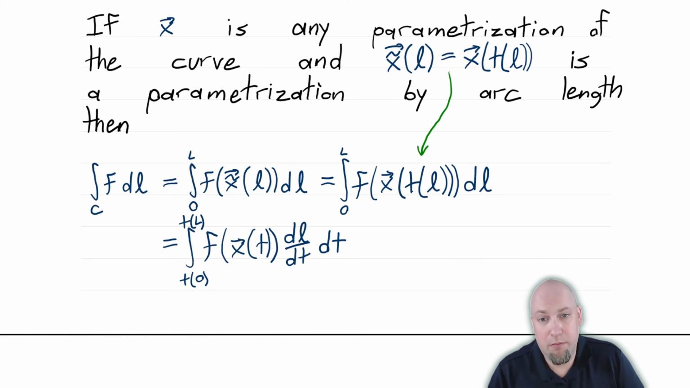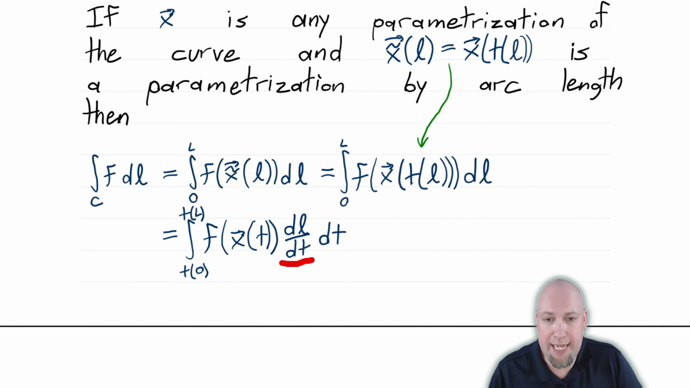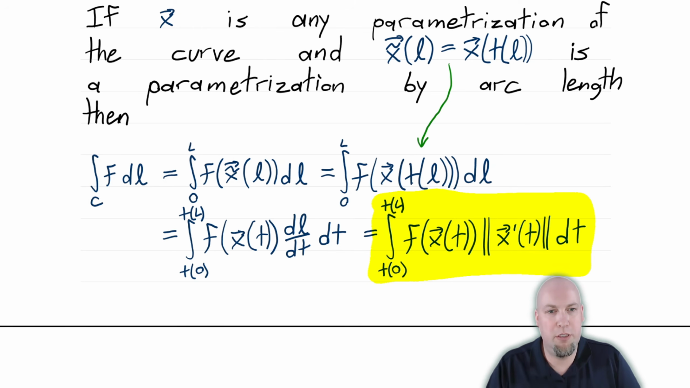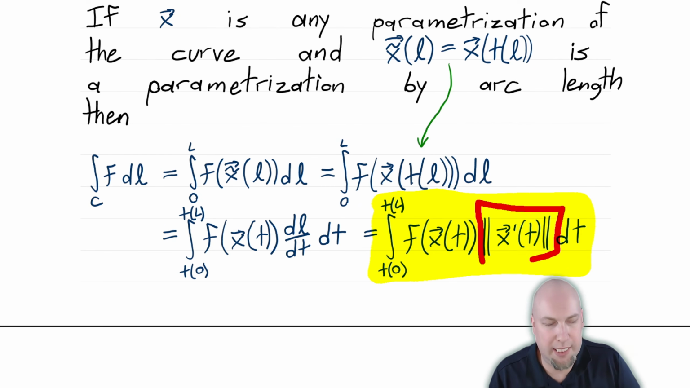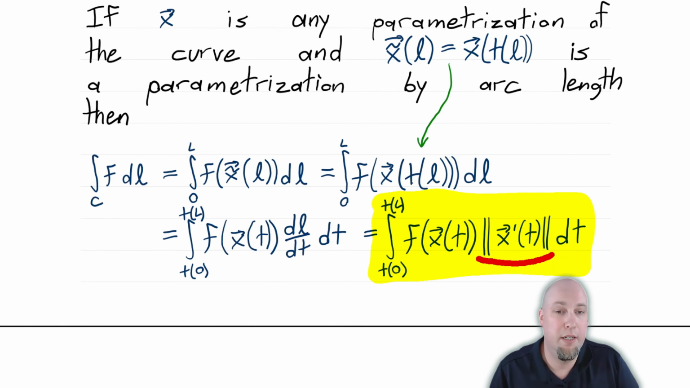Now, how do I compute dl by dt? Remember, arc length is the integral of the speed of the original path. So dl by dt is the speed of the path, something we saw several lectures ago. It's the length of the velocity vector. So how can we compute a scalar line integral? This is the formula right here.